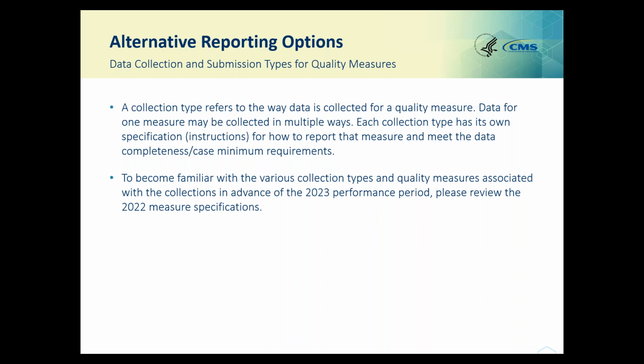So the alternative reporting options refers to the data collection and submission types for quality measures. For the next few slides, I will be discussing collection types. A collection type refers to the way in which data is collected for a quality measure. Data for one measure may be collected in multiple ways. Each collection type has its own specific instructions for how to report that measure, which is through their measure specifications. And it also outlines how to meet the data completeness or case minimum requirements. To become familiar with the various collection types and quality measures associated with the collections in advance of the 2023 performance period, we encourage you to review the 2022 measure specifications. Next slide, please.